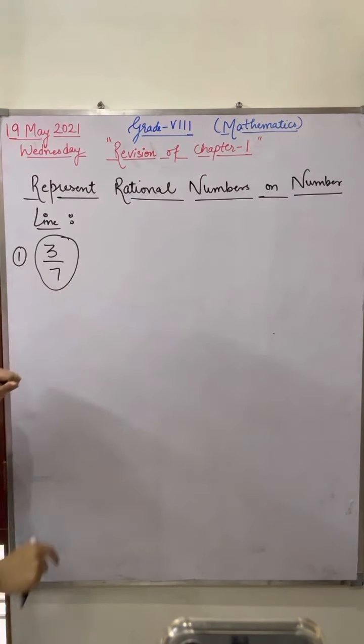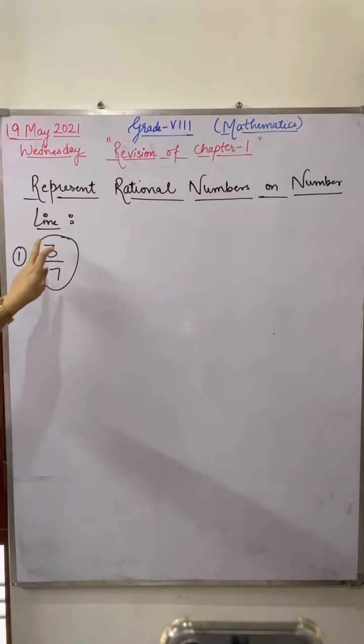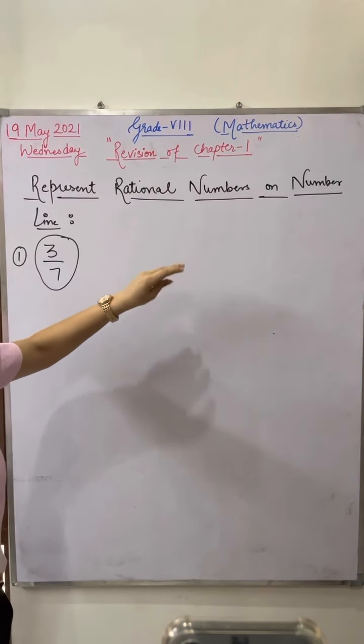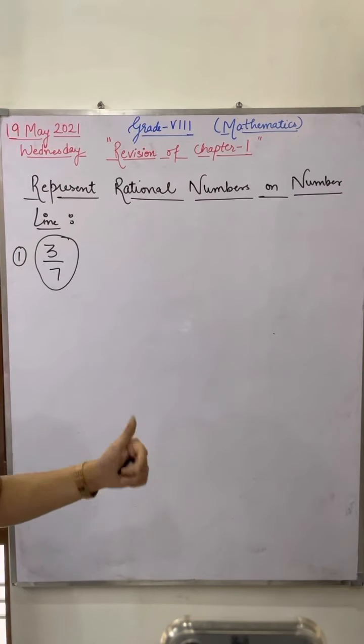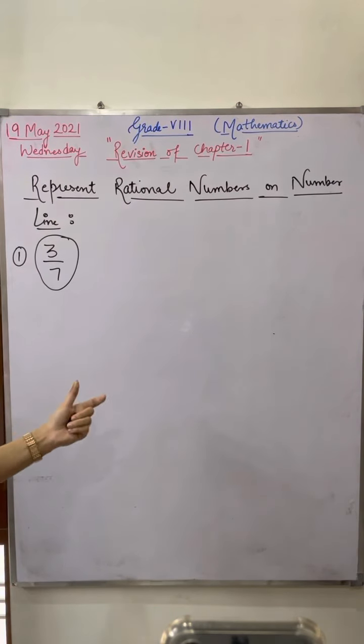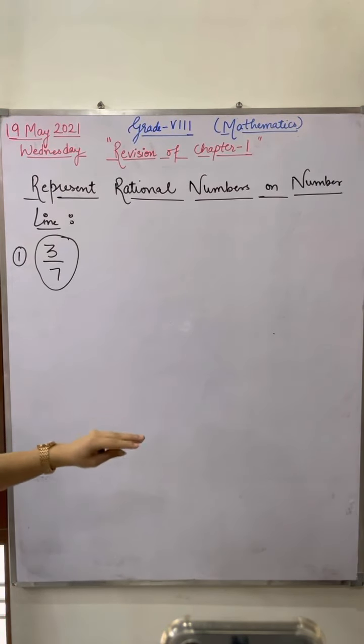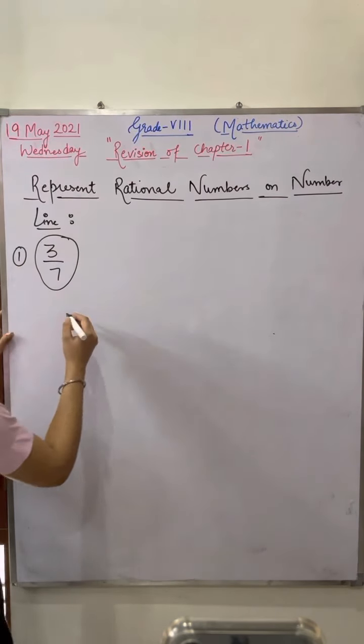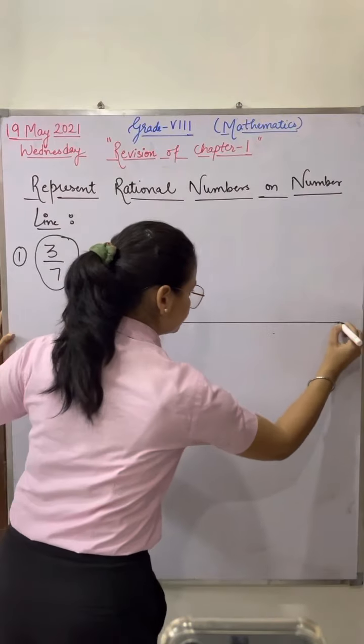Whenever a question says you have to show a rational number on the number line, it is an important concept. Some students are having problems in this concept, so try to recall it today. After today, I'll not repeat this concept again in the class. So first of all, you have to make a number line.